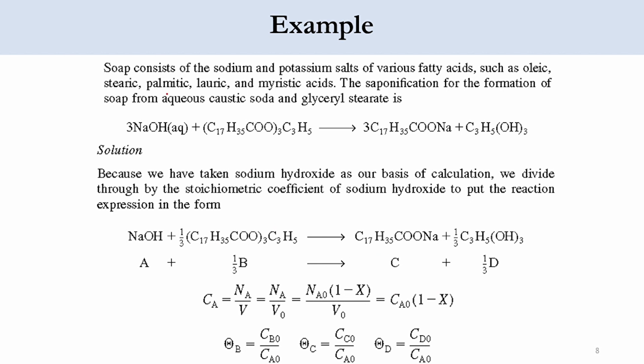We will simply say here that the soap consists of sodium and potassium salts of various fatty acids such as oleic, stearic, palmitic, lauric and myristic acids. And you can see the reaction that 3 moles of sodium hydroxide plus 1 mole of this produces 3 moles of this and 1 mole of this. So we are assuming that this sodium hydroxide is the limiting reactant. If it is a limiting reactant, then its stoichiometric coefficient should be 1. So we need to divide this whole equation by 3. So it will become A plus 1 by 3 B goes to C plus 1 by 3 into D.